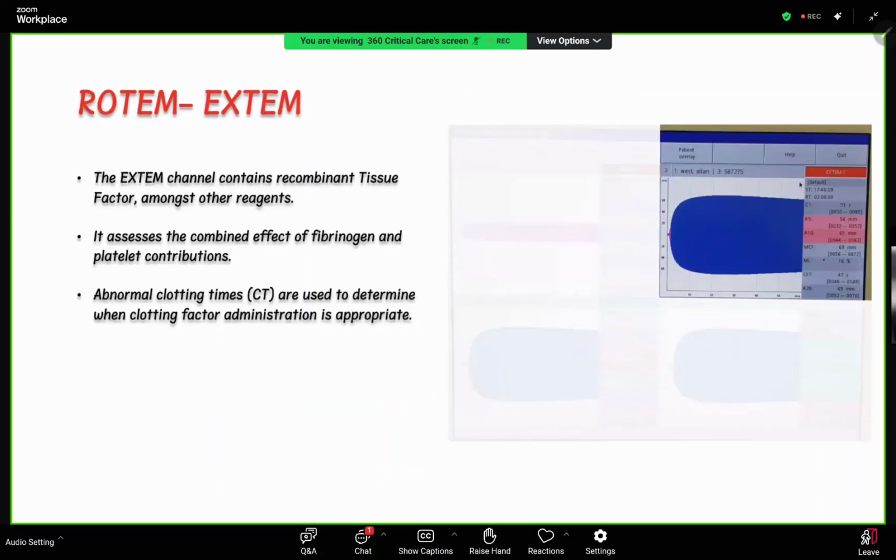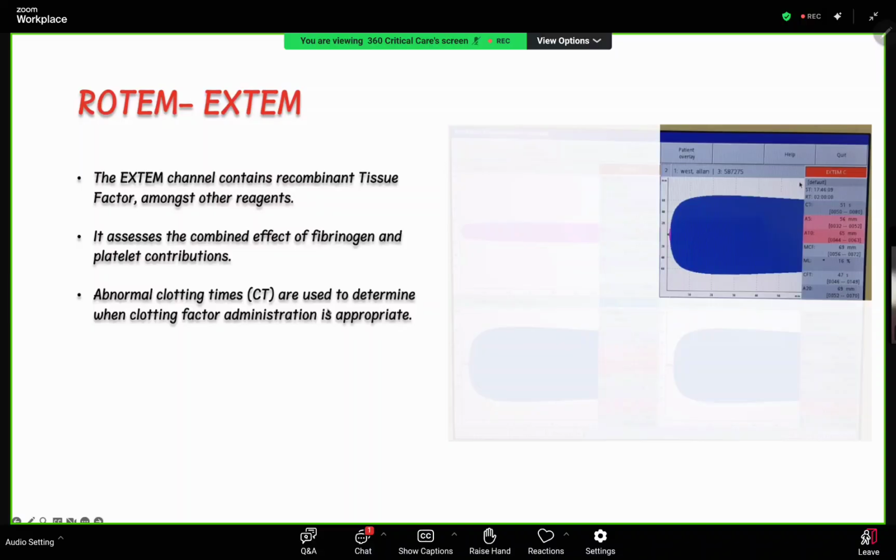Now going into detail of the ROTEM. First of all, I told you about a thromboelastogram, or one fraction of the diagram is called the ExTem. It represents the extrinsic pathway. It contains the tissue factor and other factors for coagulation. It assesses the combined effect of fibrinogen and platelet. Just be careful what I'm talking about. This is very important. The ExTem looks at both platelet and fibrinogen, right? Both platelet and fibrinogen. It's not only one thing, okay?